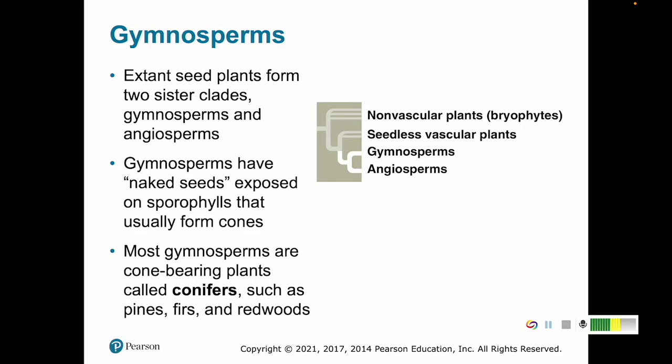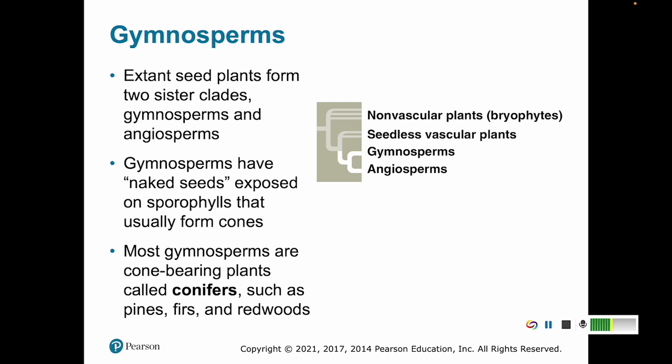Welcome back. So let's talk about our gymnosperms now. We talked about how pollen and seeds help our seed plants begin to colonize land. And these are going to form two sister clades, our gymnosperms and our angiosperms. Our gymnosperms are the seed plants that have more "naked" seeds.